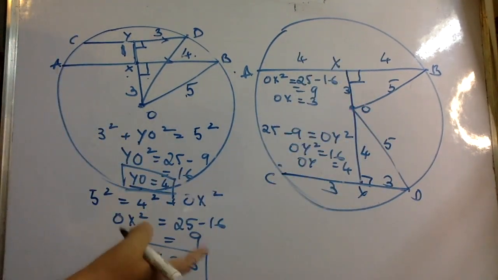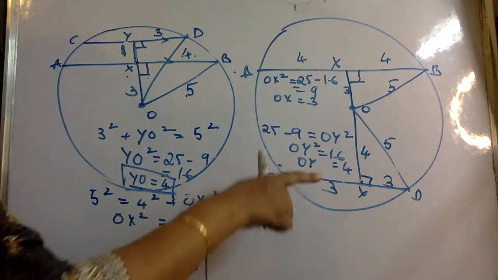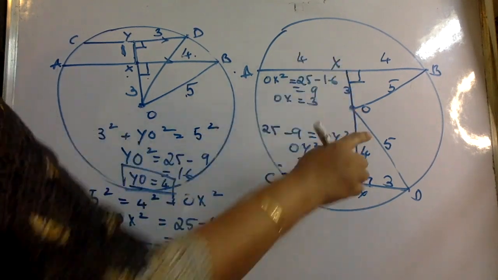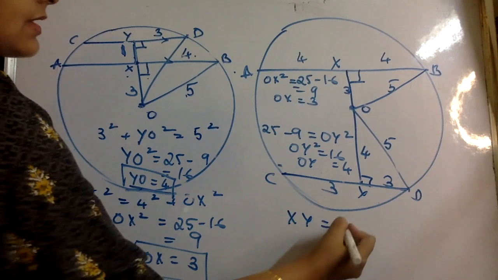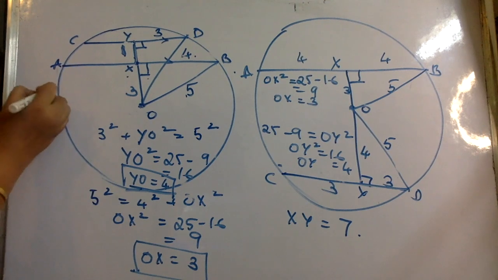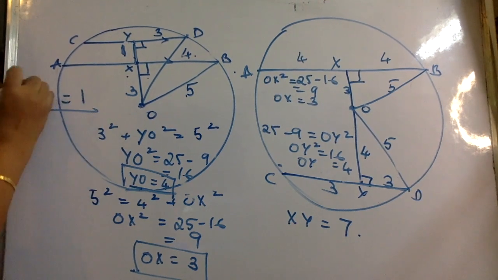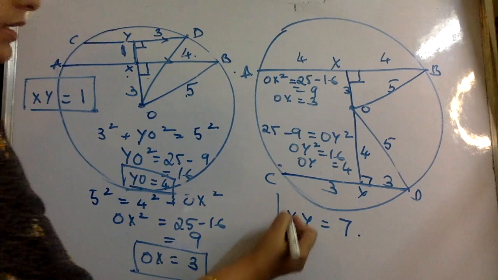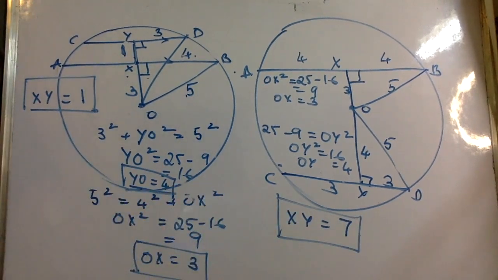So now the distance between the two of them, that is the XY length, has become 7. Yes, isn't it? And in the previous case, XY was clearly 1. So this is the difference between the two.